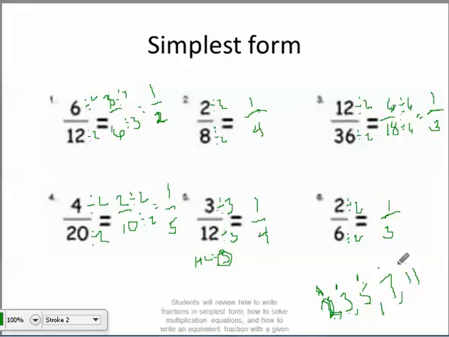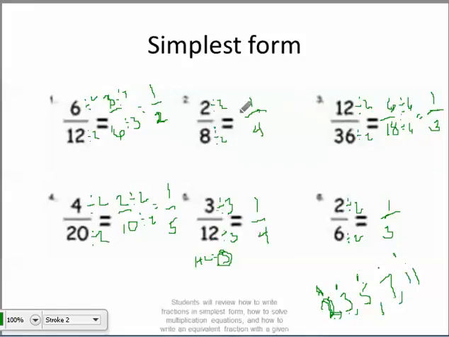11, well, you know the 11s are pretty easy to do. 11, 22, 33, 44, etc. So you can tell if it's divisible by 11. Those are the ones I would try. After that, calculator time. Okay?